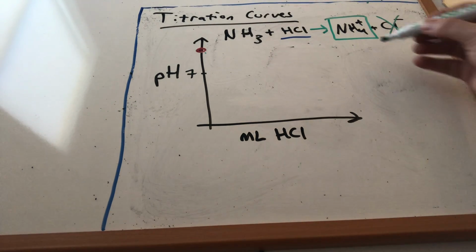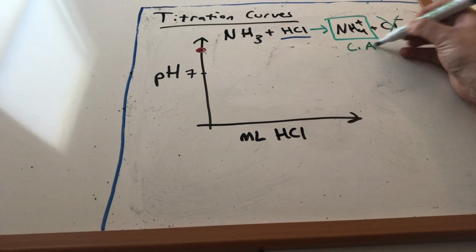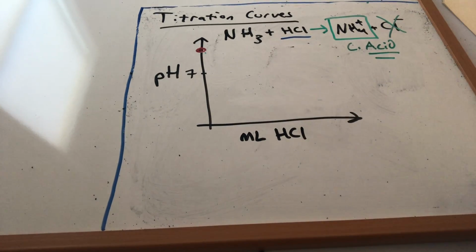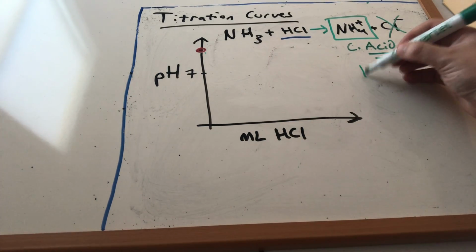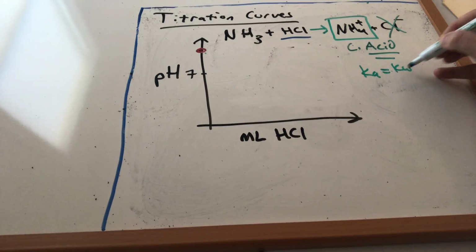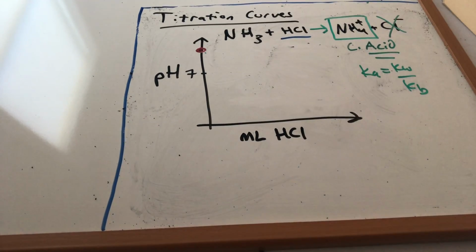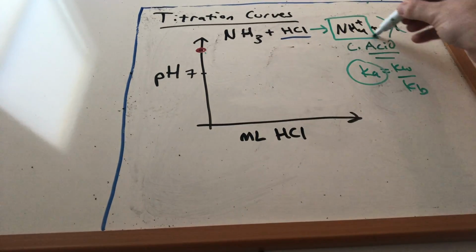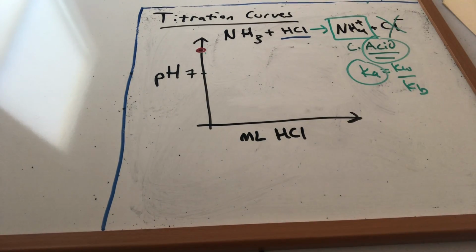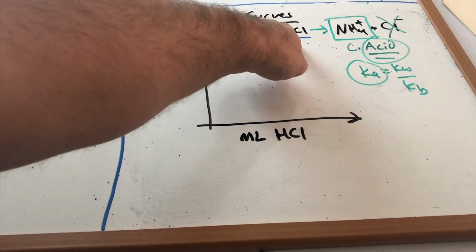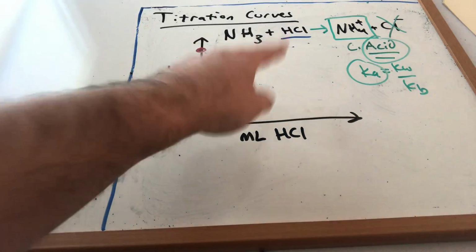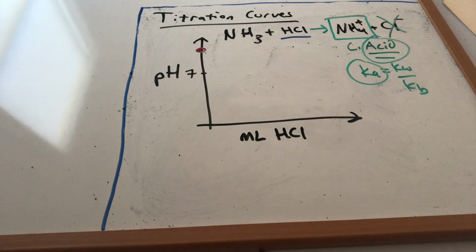So NH4 plus, what kind of species is it? It's a conjugate acid, and you know it's an acid because it comes from weak NH3. And we even did an example, I think, where we could calculate its Ka based off of Kw and Kb for NH3. It has a Ka, it's a conjugate acid, it's a weak species, but it's definitely acidic. So imagine this. You have a base to start with, you dump in acid, but at the end point, you've made an acid.